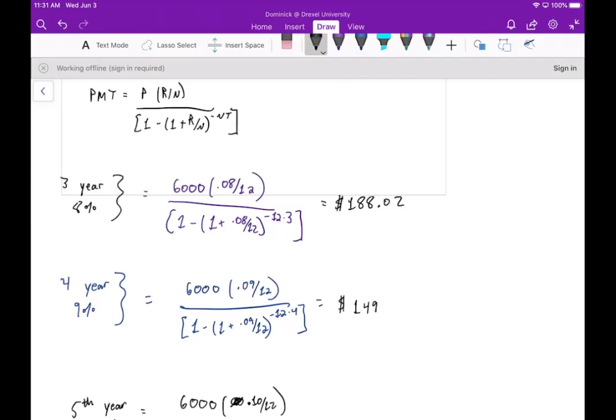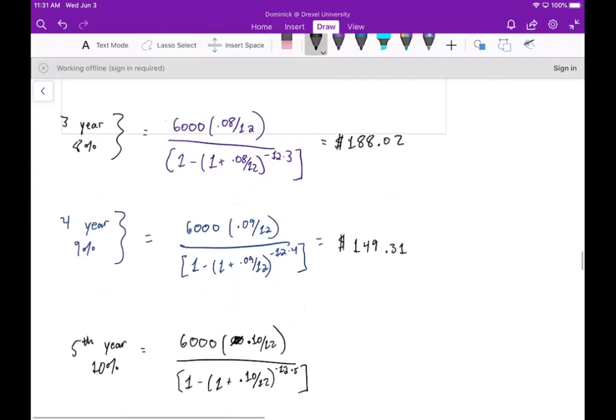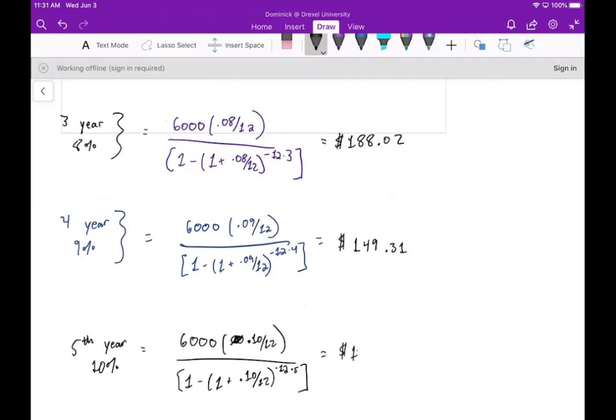Wait a minute, is this right? This doesn't look right. No, I guess that's fine, right? Yeah, so 149.31. And then same thing for the last one. We go through and change my 4 to a 5 and change my 0.09 to a 0.10. We're going to get that this monthly payment is 127.48.